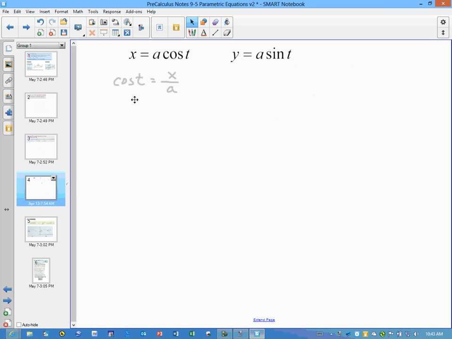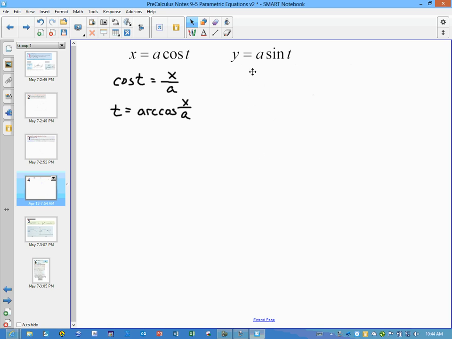First I'm going to divide through by a, so cosine t equals x over a. But then I don't really want cosine of t, I want just t. So I undo cosine with inverse cosine, or in other words, I'm going to take the arc cosine of both sides. And when I do that, the arc cosine of the cosine is just whatever the argument is. So I get t equals the arc cosine of x over a. So now I have an expression that is equal to t. I'm going to use that to substitute into the other equation.